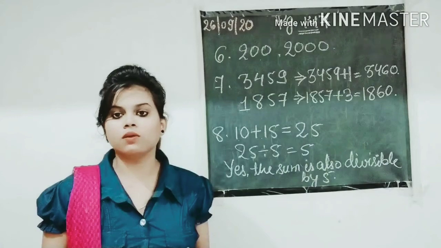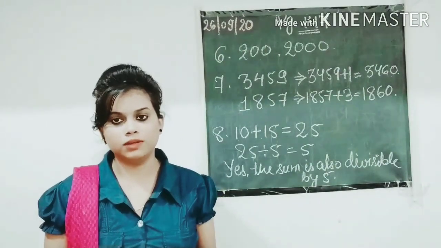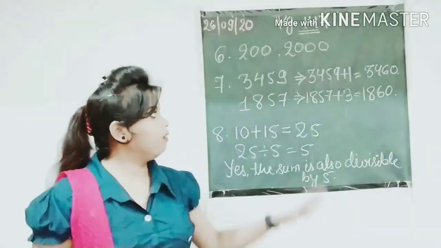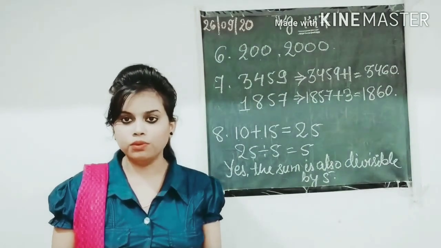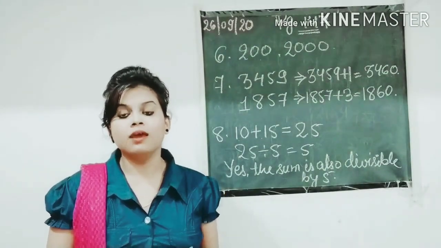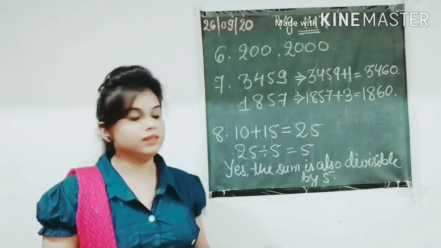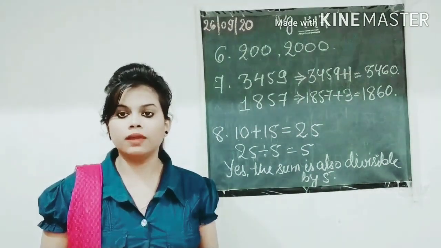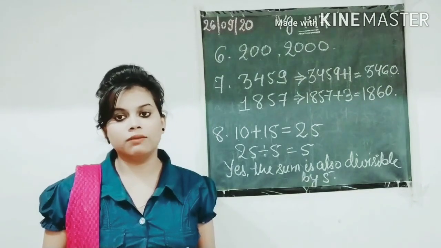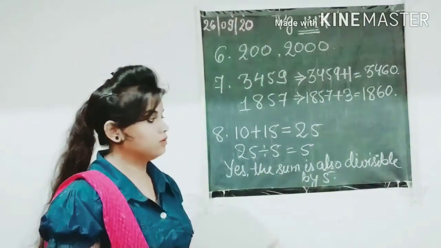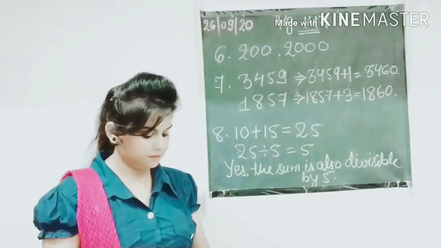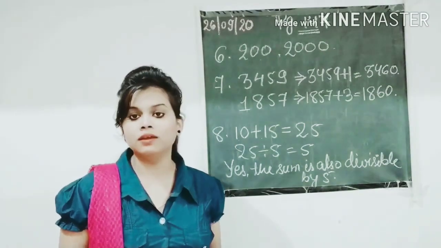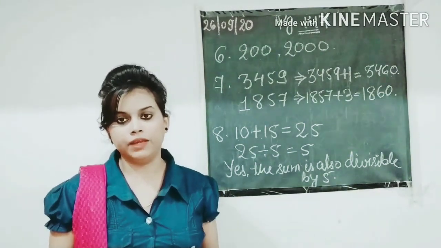Okay, so this question is your homework and this much is all for today's video. Do all the questions in your notebook. Write the conditions for divisibility of all the numbers, that is 2, 3, 5, 9 and 8. All the divisibility conditions you have to write in your notebook, and all these 8 questions plus the second question which is given at the end of this page.